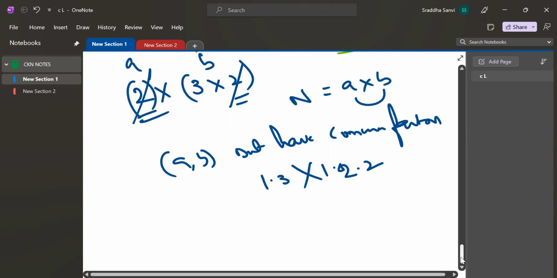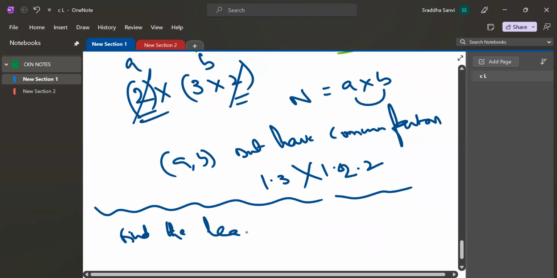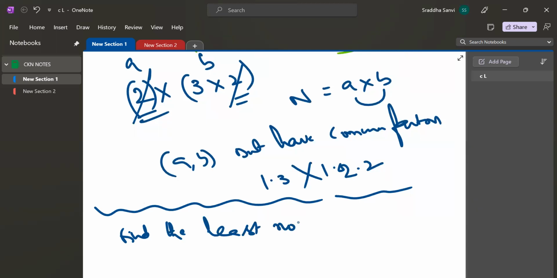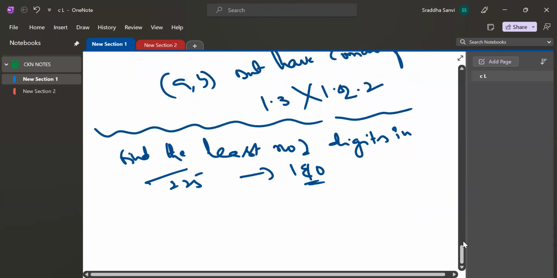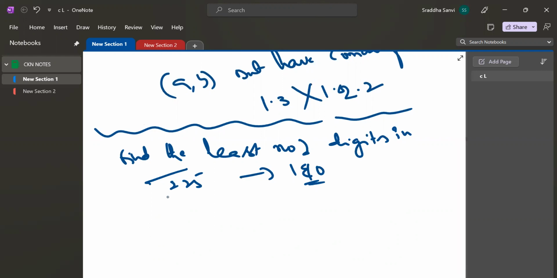There is a question given right now. The question is all about: find the least number of digits in the number divisible by 225 having all digits ones and zeros. I'll repeat my statement again. I want to divide a number by 225. The number must have the least number of digits here, okay? The number must have only ones and zeros. Then find the least number of digits in the number.